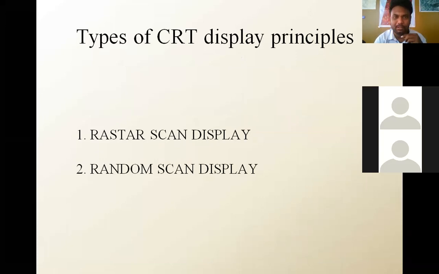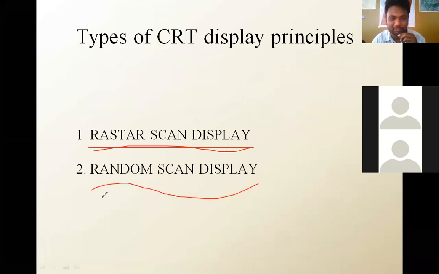Okay, we'll move on to our next topic, that is types of CRT display principles. We are talking about black and white monitors and color monitors. The working principle of the cathode ray tube is of two types. The first one is the raster scan display, and the second one is the random scan display. These are the two important principles that the CRT monitor follows. Please mute yourself.